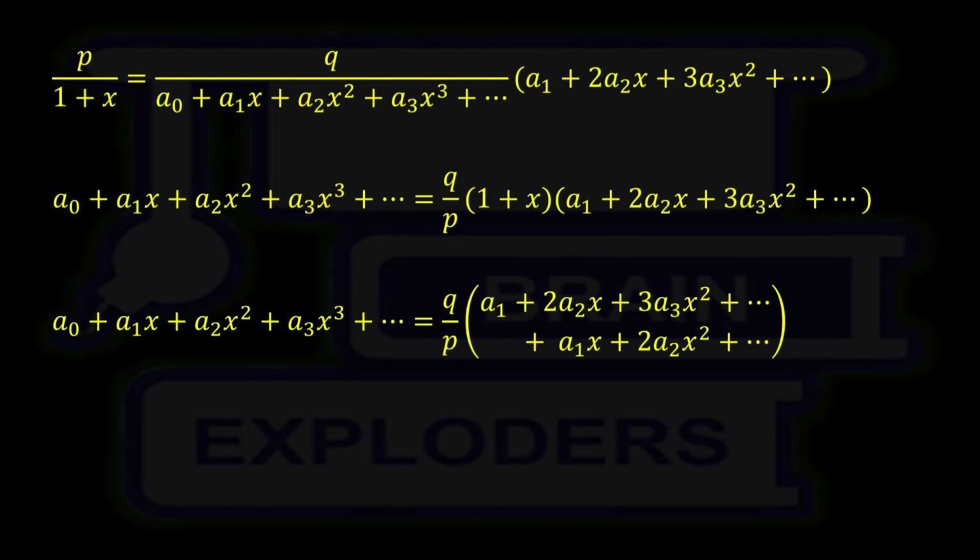Okay, now let us multiply these two brackets together. So when we multiply a1 with all these, we get this series as it is over here, right? Now when we multiply x with a1, we get a1x. When we multiply x with this 2a2, we get 2a2x square, and in this way we get other terms.